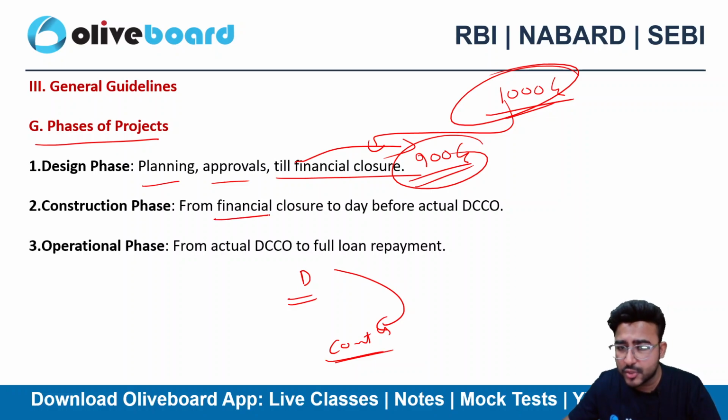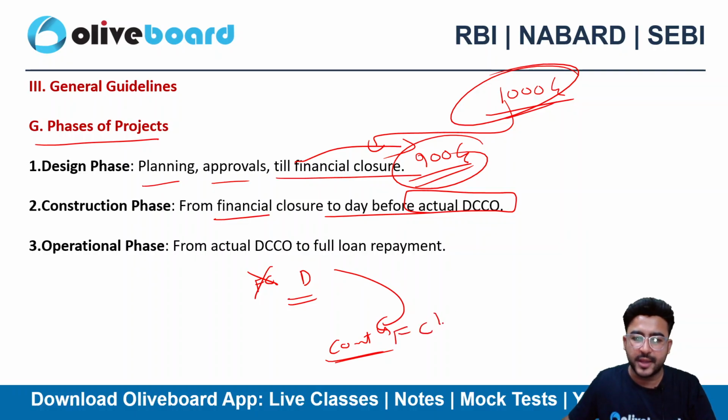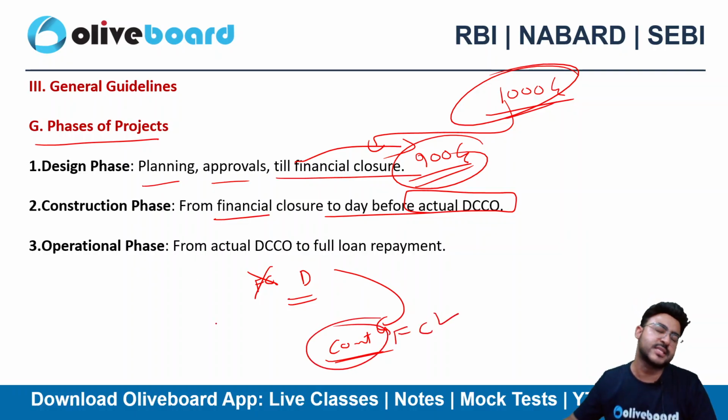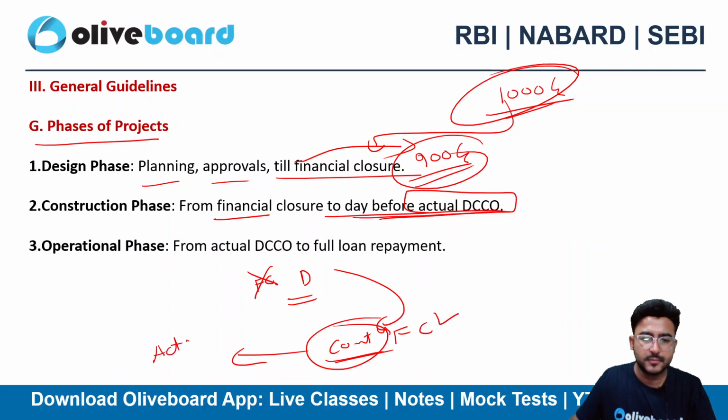Next is construction phase. From financial closure to day before the actual DCCO. Look, the moment आपने यहाँ पे देखो आपका financial closure नहीं हुआ था. The moment आपका financial closure हो गया, now you are on the next stage of construction phase, right? To the day before the actual DCCO. DCCO मतलब काम ही चालू कर दिया, राइट? एक्चुअल DCCO.